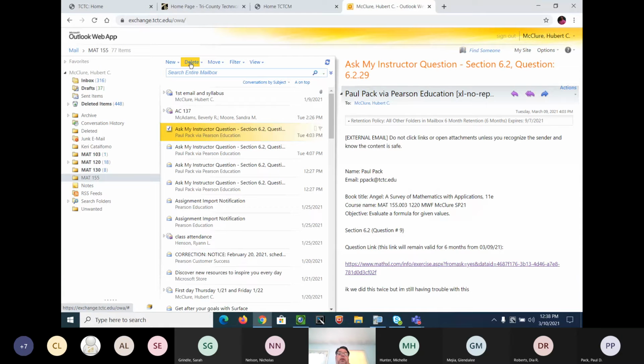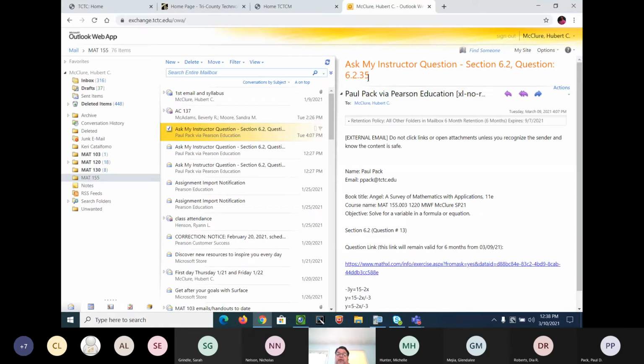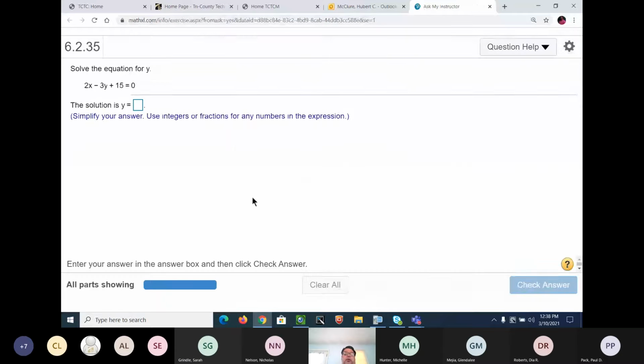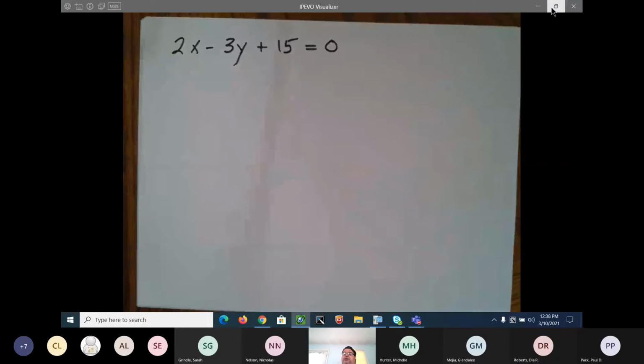All right, 6.2, 35/13. Is this a test question? Oh, yeah. So this is a formula that comes out of 6.2: 2x minus 3y plus 15 is equal to 0. And somebody tell me, what is the objective here?